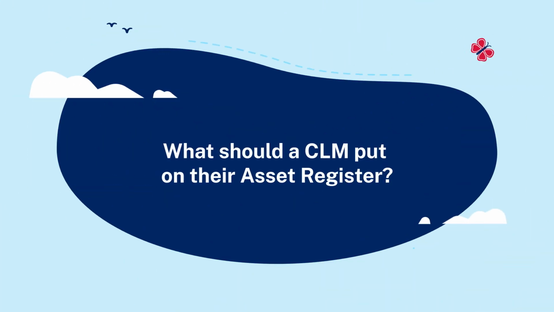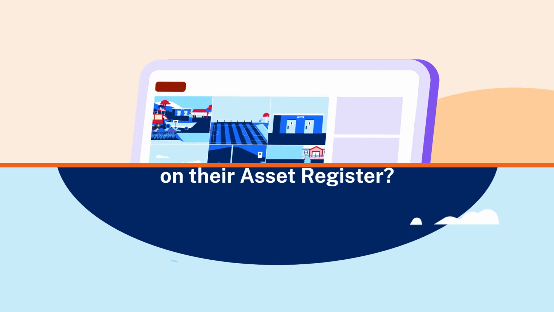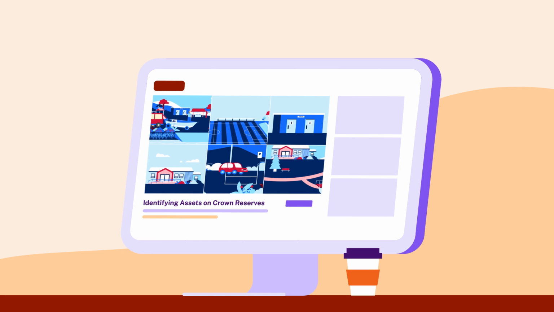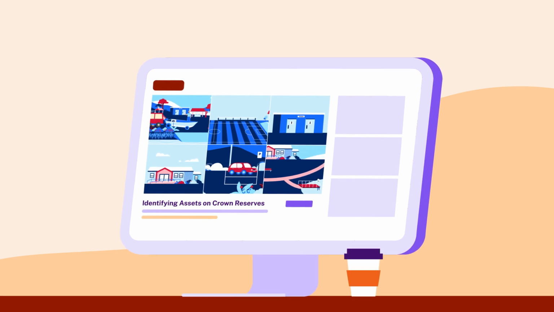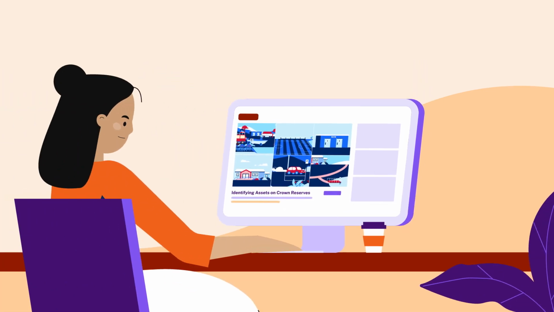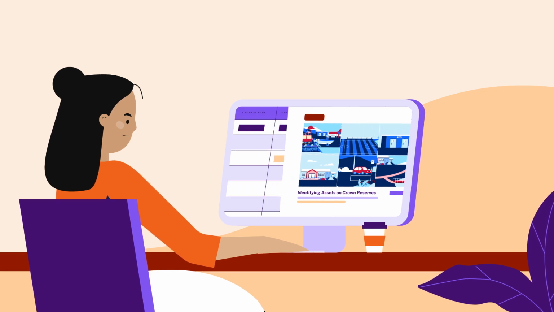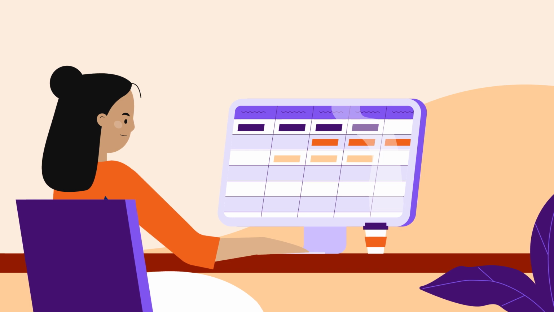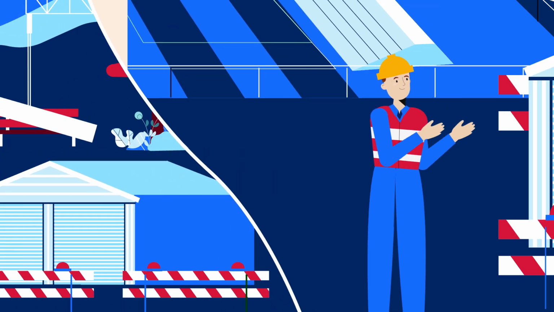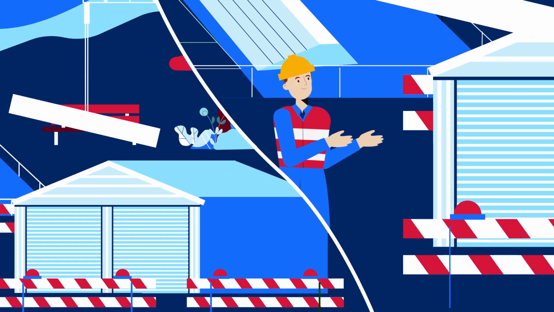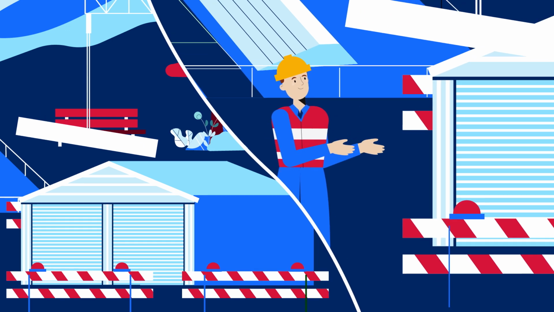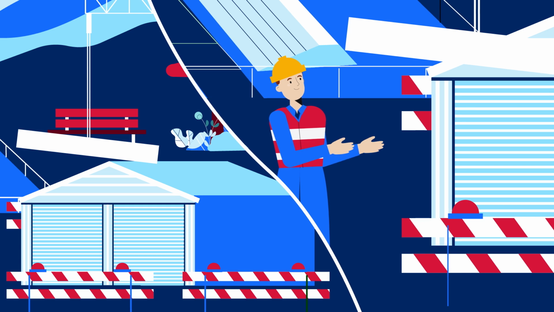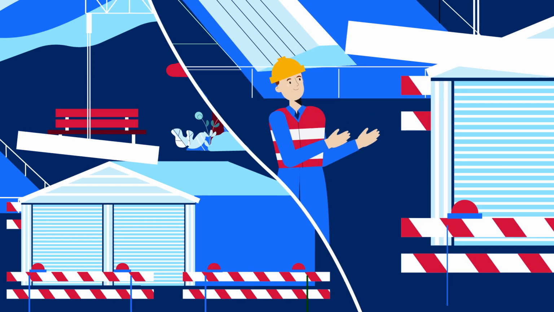What should a CLM put on their asset register? An understanding of what an asset is and how to identify assets on Crown reserves has been explored in separate videos. The next step is for CLMs to record these assets and their value in an asset register. Asset value should always include all materials and labour that has been used in the supply and installation or construction of the asset that allowed it to become functional.